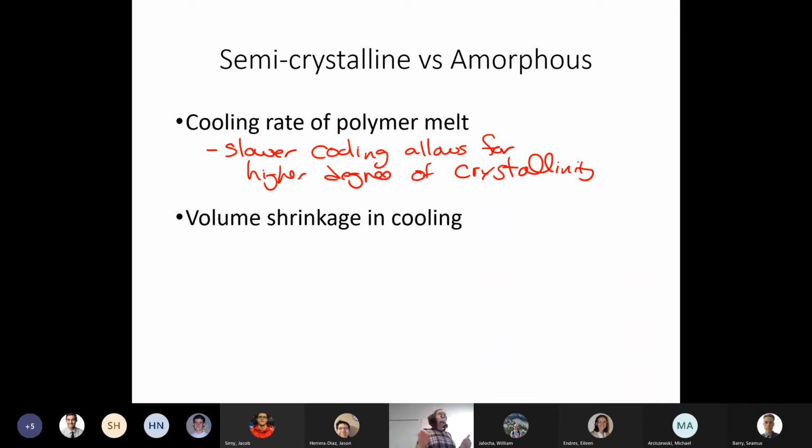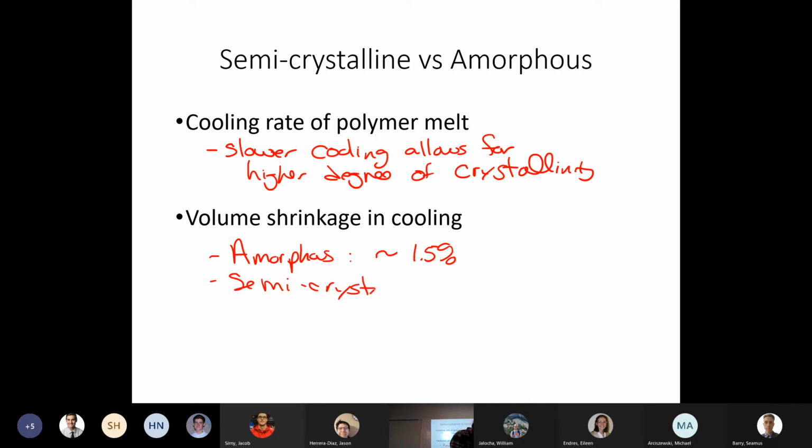And let's think about how much shrinkage we get. If we have an amorphous plastic, we're talking about 1.5% volume shrinkage. If we are semi-crystalline, we're looking for up to 7%. And note, again, this is going to make sense, a larger shrinkage for higher crystallinity.